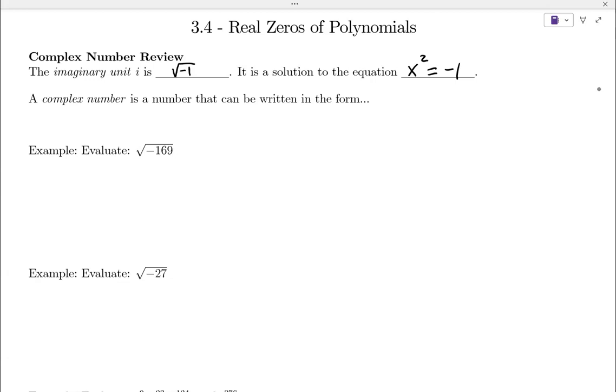All right, so a complex number has a real part and an imaginary part. So we can write complex numbers in the form of a + bi, where your a and your b are real numbers.